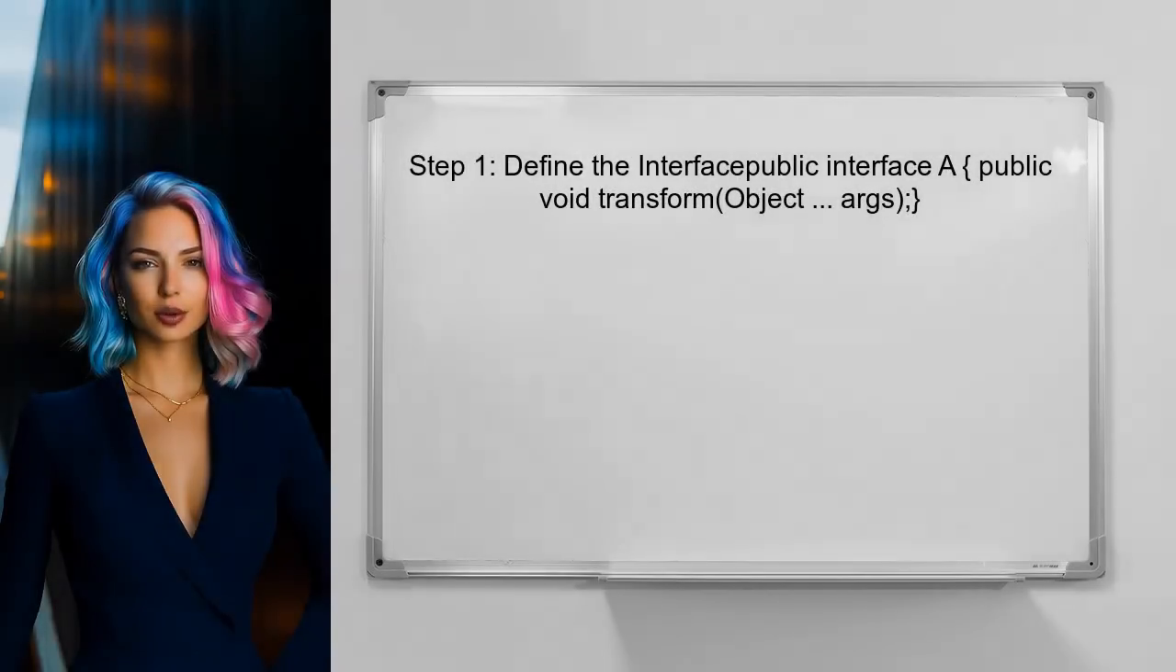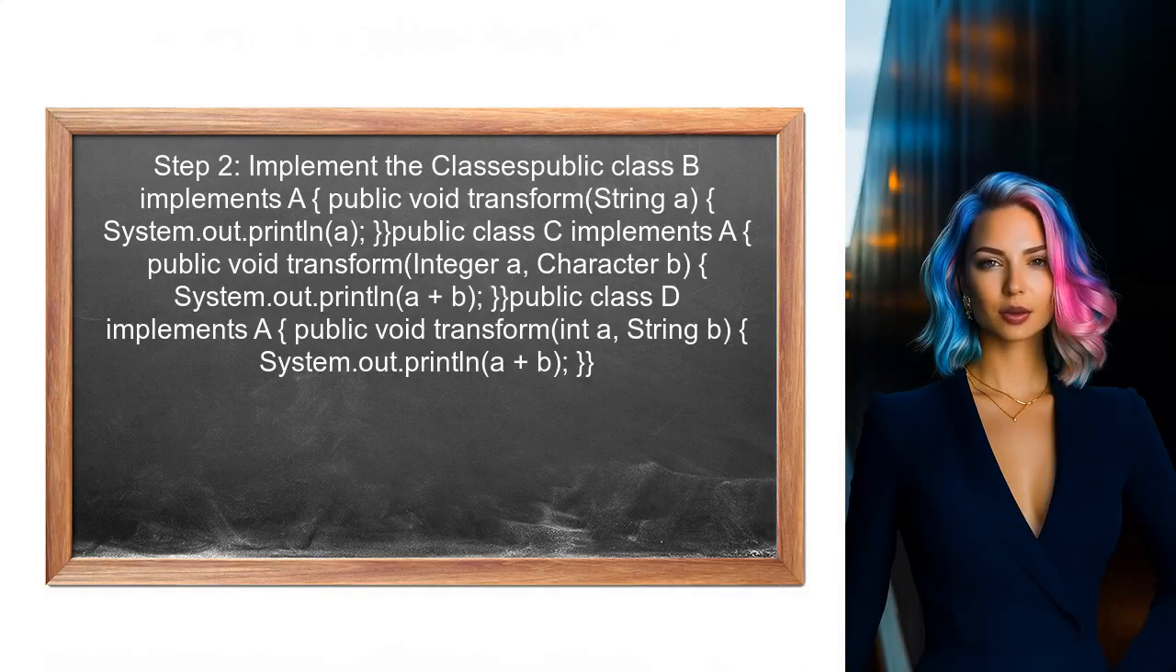To implement a method that can handle an unknown number of arguments in Java, the user should start by defining the interface with a method that accepts a variable number of arguments. This can be done using the ellipsis syntax. Next, the user should create the classes that implement this interface. Each class can define its own version of the transform method, accepting different types and numbers of parameters.